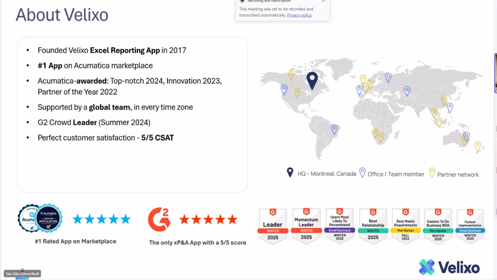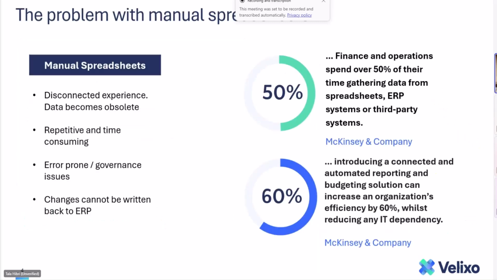Fast forward a couple of years, we got a few awards from Acumatica, such as Partner of the Year. We also got Innovation Partner, and we've become the #1 app in their marketplace. We have some incredible satisfaction scores by a lot of our clients. You're more than welcome to go on G2 and just read them for yourself.